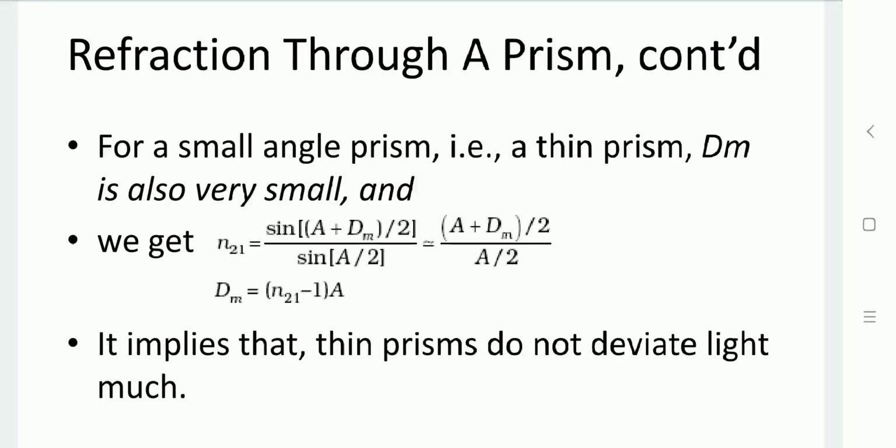Now in that equation, make dm the subject of the formula, and we get the minimum deviation dm equal to (n21 minus 1) into A. This is applicable for thin prisms which do not deviate light much.